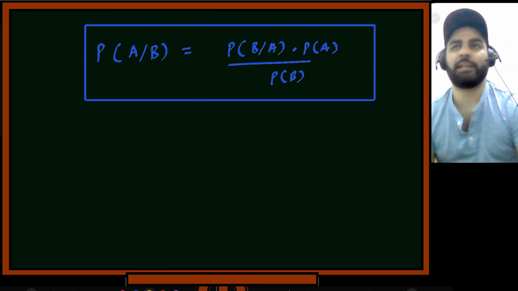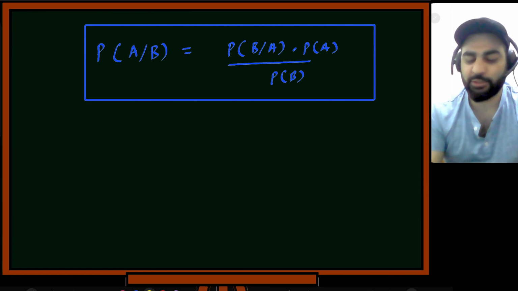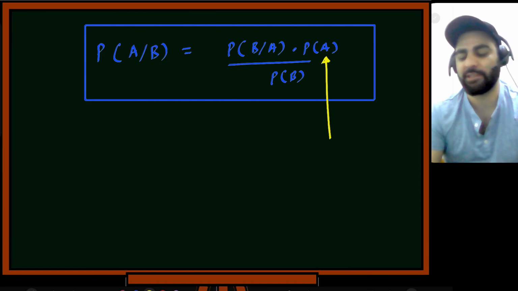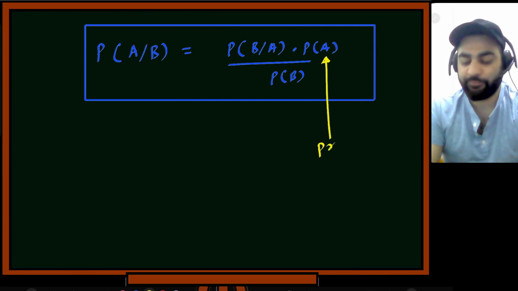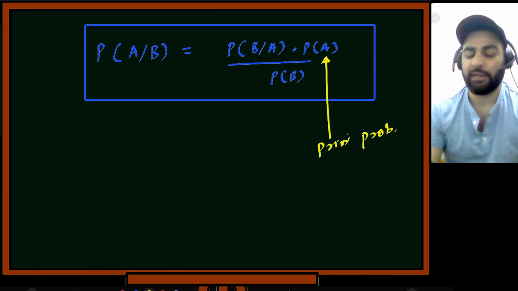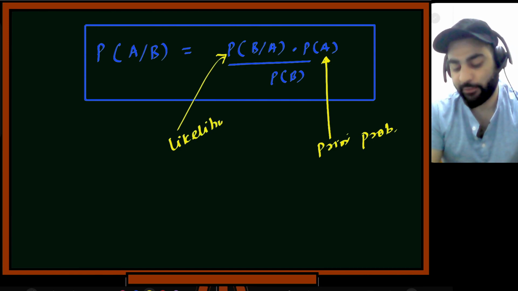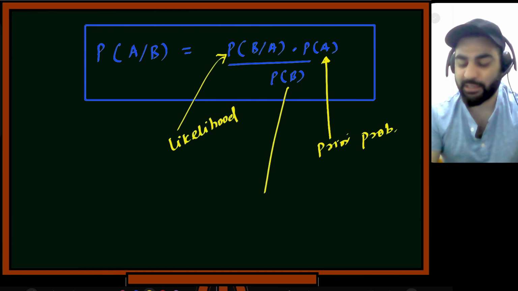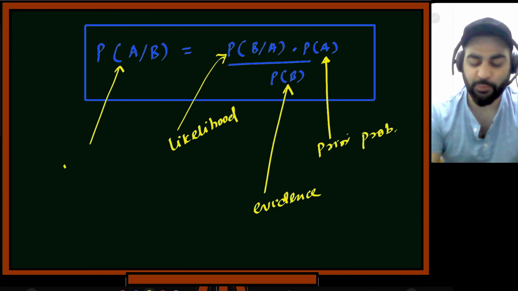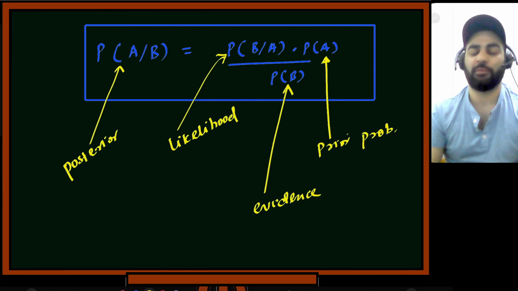Now we'll see in statistical terms what these terms are called, since they are named differently. The probability of A, or probability of H, is called the prior probability. They have specific names. What's this one? This is called the likelihood. This here is called the evidence, and this is called the posterior. These are the names given to these different terms in Bayes rule.